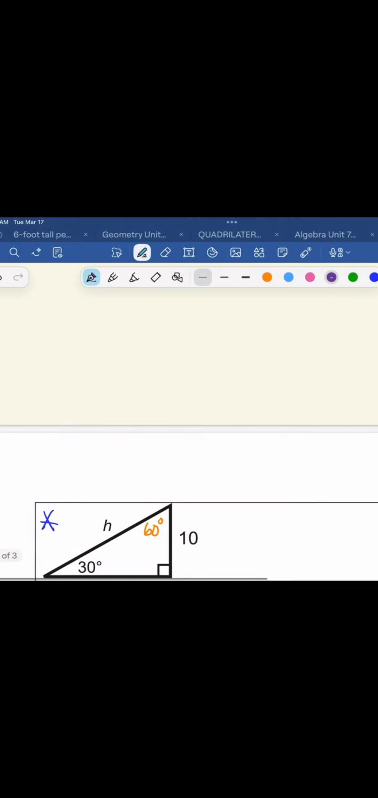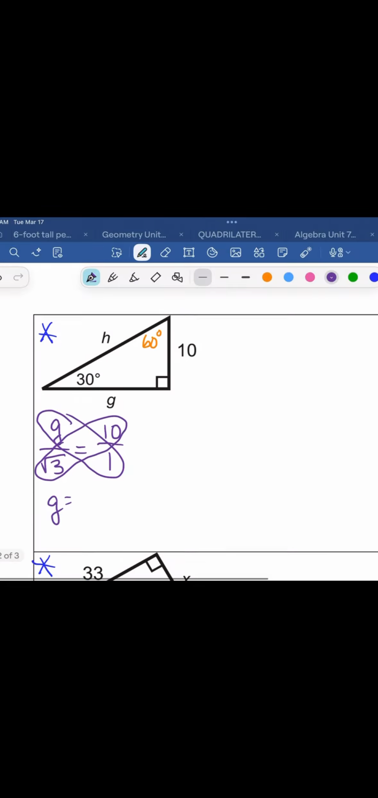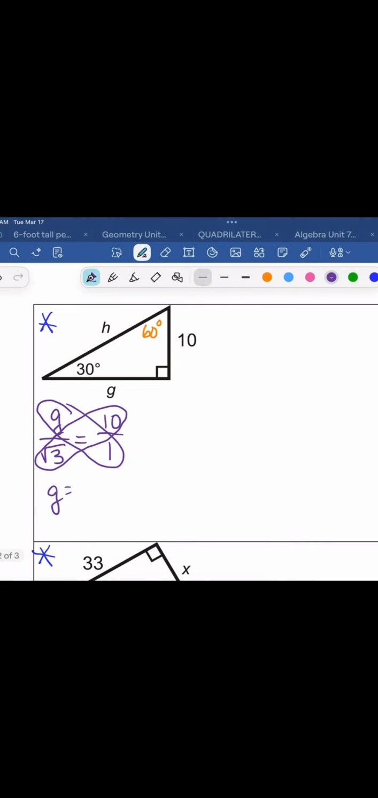So 10 over 1. Now you are going to cross multiply just like you would have done yesterday. This is why we did what we did yesterday with the proportions and the square roots. When you cross multiply, you're going to go G times 1, which is G, equals, and then cross multiply here, 10 times the square root of 3. You cannot actually multiply the 10 and the 3 together, so you just smush them together as 10 square root 3. And that would be your answer for G.